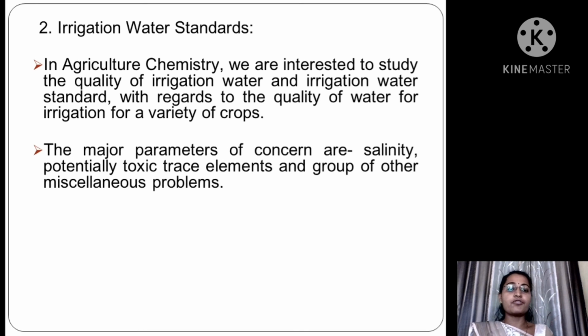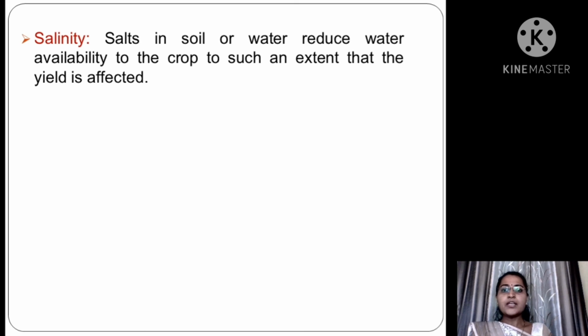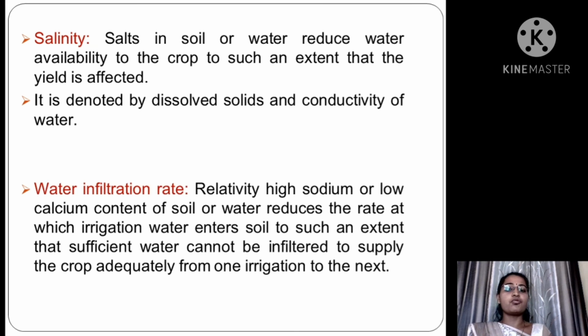The major parameters of concern are salinity, potentially toxic trace elements, and a group of other miscellaneous problems. The presence of sodium is also an important parameter, the excess quantities of which can deteriorate the soil. High value of sodium may also damage sensitive crops because of sodium phytotoxicity. Now the salinity: salts in soil or water reduce water availability to the crop to such an extent that the yield is affected. It is denoted by dissolved solids and conductivity of water.